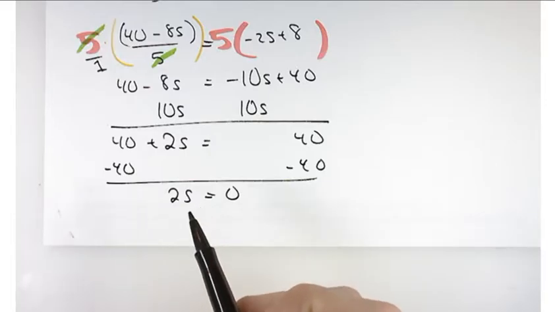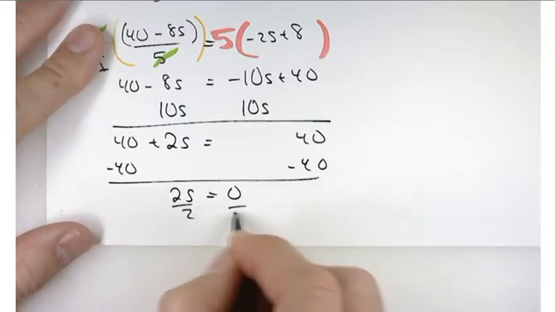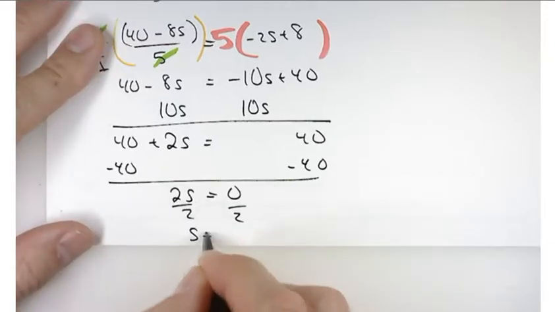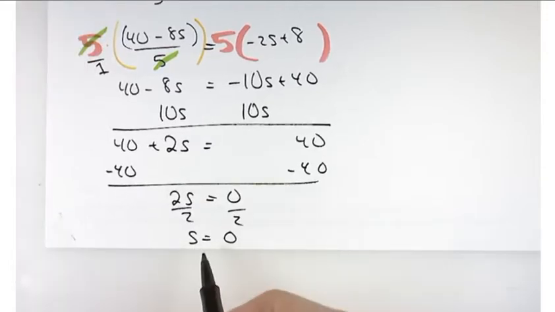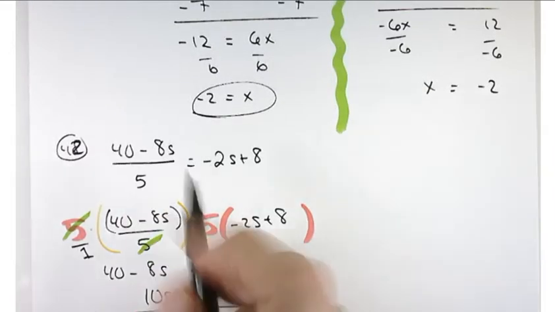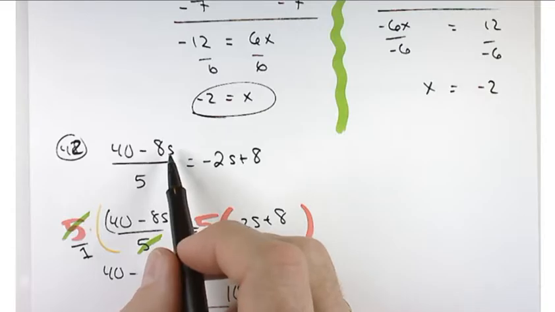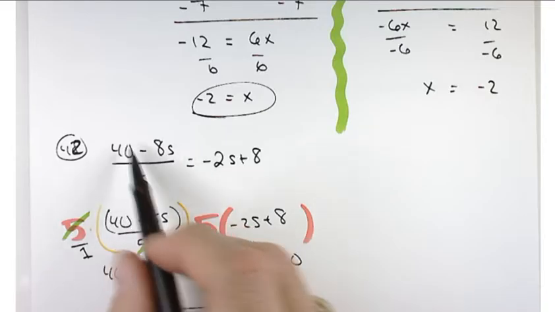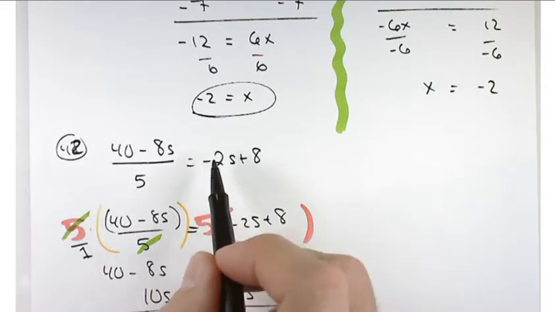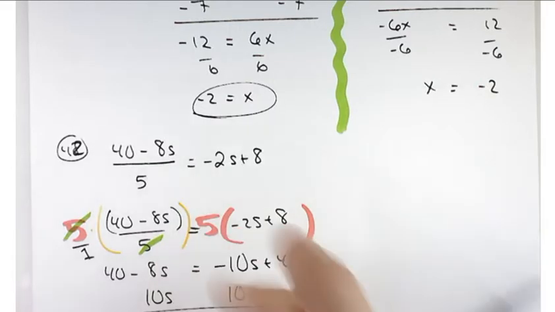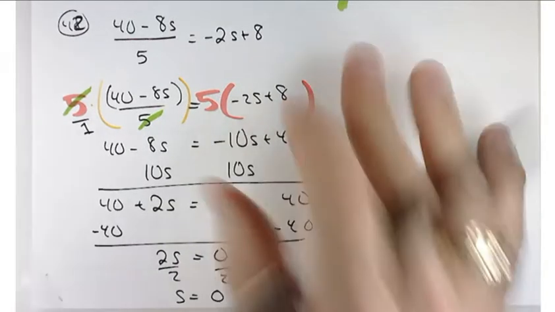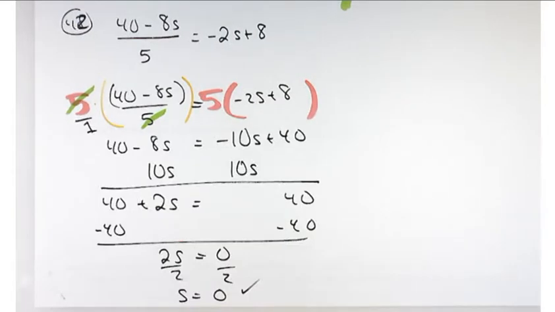Divide by 2. What does s equal? 0. Wow, all that work for nothing. But 0 is the solution. So if you go all the way back here, 8 times 0 is 0. End up with 40 divided by 5, that's 8. 2 times 0 is 0, plus 8 is 8. So you get 8 on both sides when you check your answer. Bottom line is that it works.